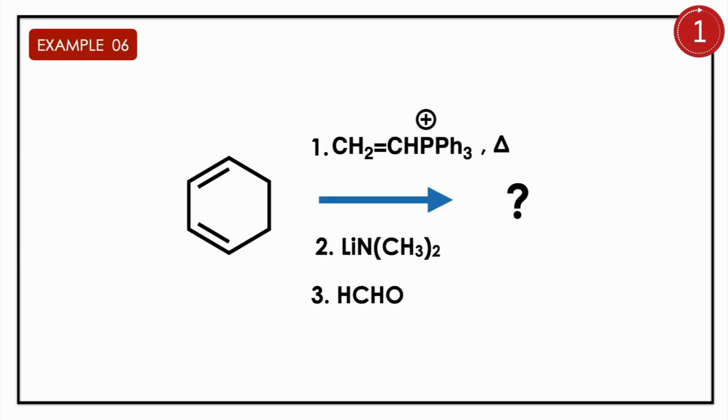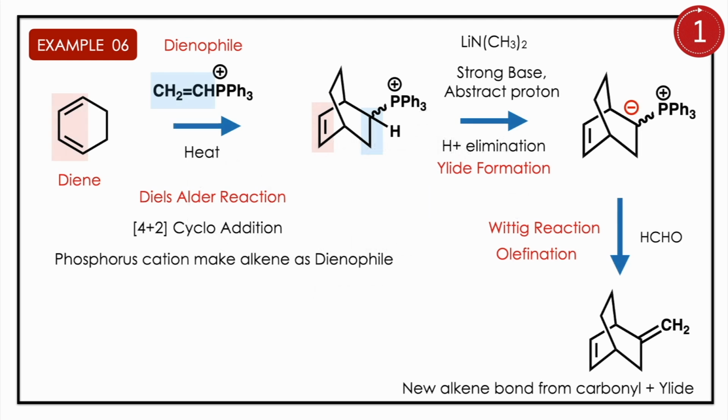Then the next reaction, here you have cyclohexadiene. You are using phosphonium ylide, heating it up. Here lithium salt of substituted amine and formaldehyde. You should find what will be the final product. Here diene as the starting material. The phosphorus positive charge on the alkene makes it the dienophile. So diene and dienophile in heating conditions mean Diels-Alder reaction. So you have a 4 plus 2 cycloaddition forming the phosphine compound there.